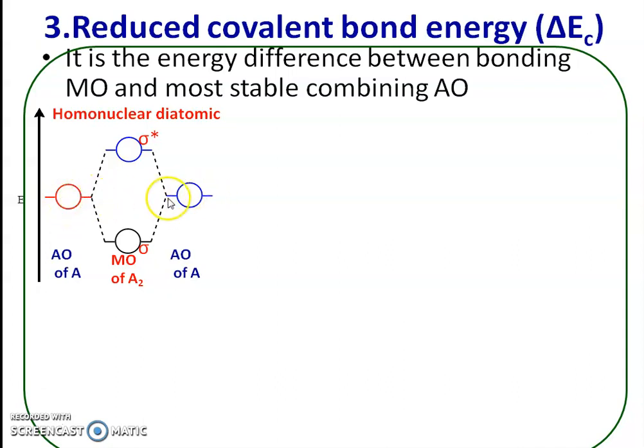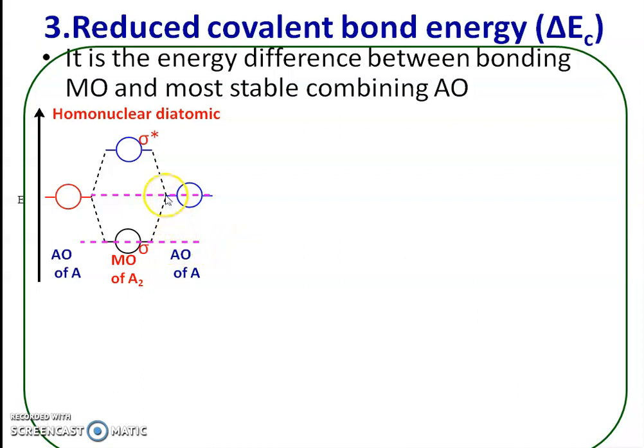So both the atomic orbitals have equal energy, and you know that the bonding molecular orbital has less energy as compared to the energy of the combining atomic orbitals. Now consider this is the energy level of the most stable combining atomic orbital. Now both the orbitals have equal energy, and therefore this line is the energy of the lowest-energy combining atomic orbital, and this is the energy of the bonding molecular orbital.